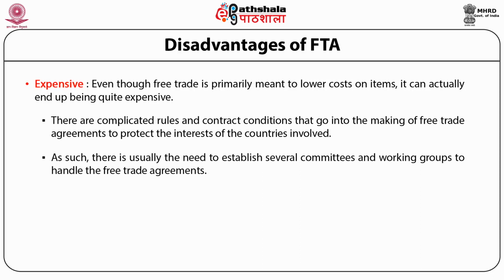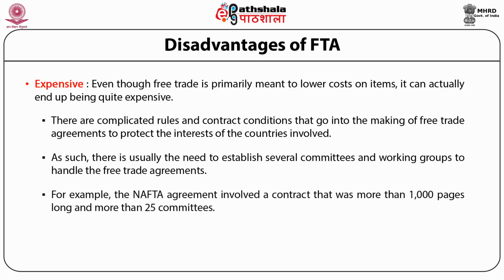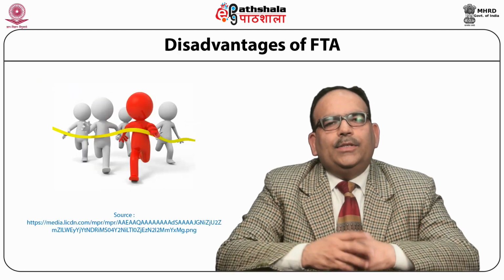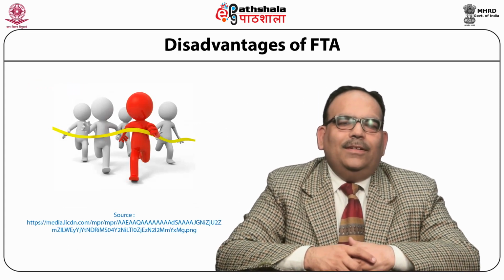the need to establish several committees and working groups to handle the free trade agreements. For example, the NAFTA agreement involved a contract that was more than 1000 pages long and more than 25 committees. In essence, free trade can be resource intensive, requiring multiple agreements, ways of enforcing rules, and compliance among the partner countries. Disadvantages of FTA: competition.